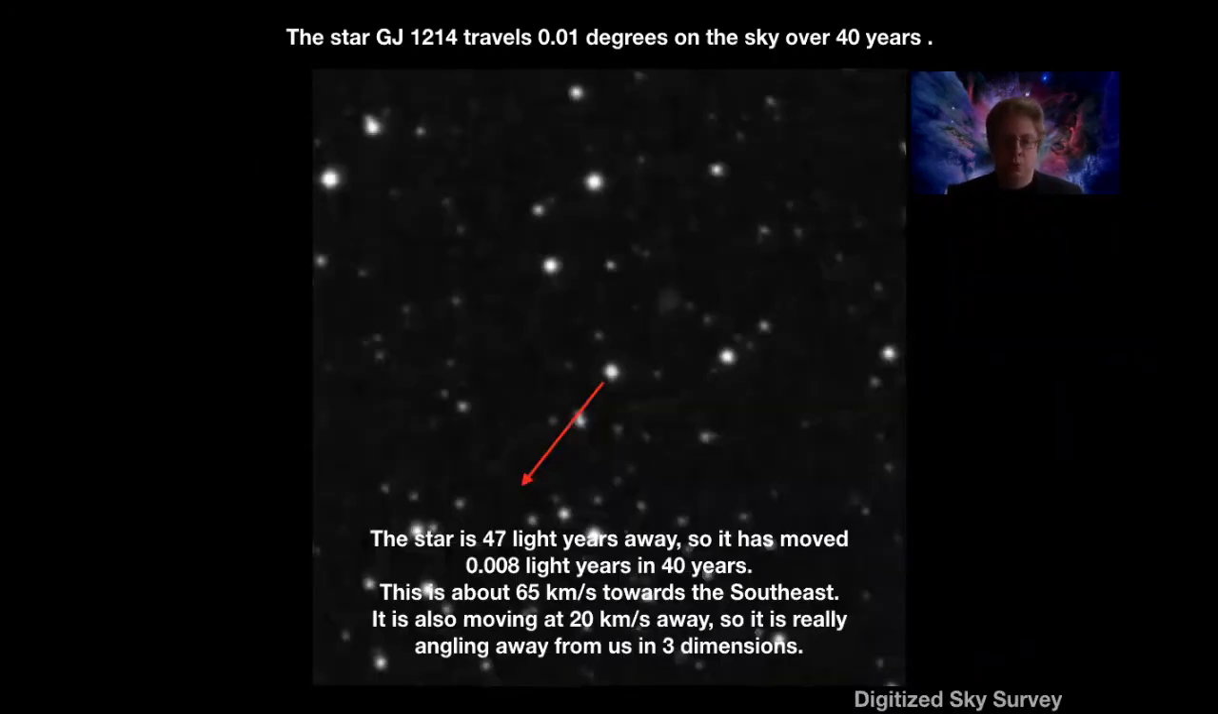So wrapping back up, GJ 1214 is traveling towards the southeast at about 65 kilometers per second. And at the same time, it's moving away from us into the plane of the sky, into your screen, if you look at it this way, at about 20 kilometers per second. So really, its motion is at an angle, slightly this way, away from us and down into the left on the screen.